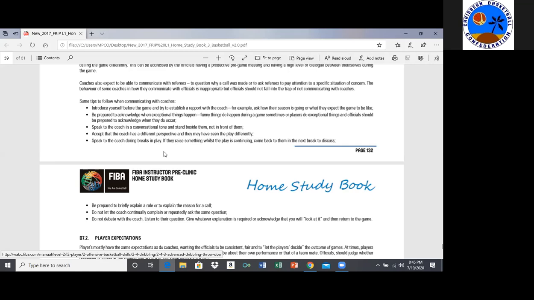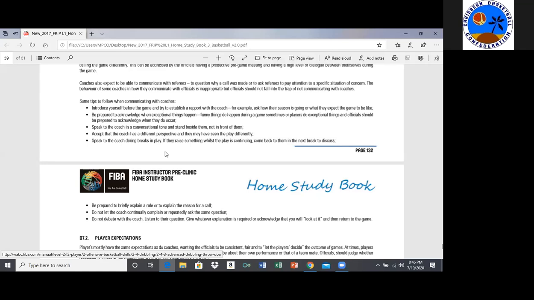Be prepared to acknowledge when exceptional things happen. Funny things do happen during a game. Sometimes our players do exceptional things, and officials should be prepared to acknowledge when they do occur. One of the gray areas is goaltending and basket interference. Ball strikes the ring, the ball goes up, has a chance of entering the basket, a referee calls it while that ball has a chance of entering the basket, and you have maybe 3 pairs of hands up there, and somebody touched the ball, and the ball goes in or something, and you don't see a uniform up there. All you see is hands. And so table officials are wondering, hey, did the ball go in? Did somebody touch the ball? Coaches are wondering whether it was an interference because you can't see it and it's hard to judge. And some of these things you have to be looking for, particularly at the end of the game when a shot is taken.